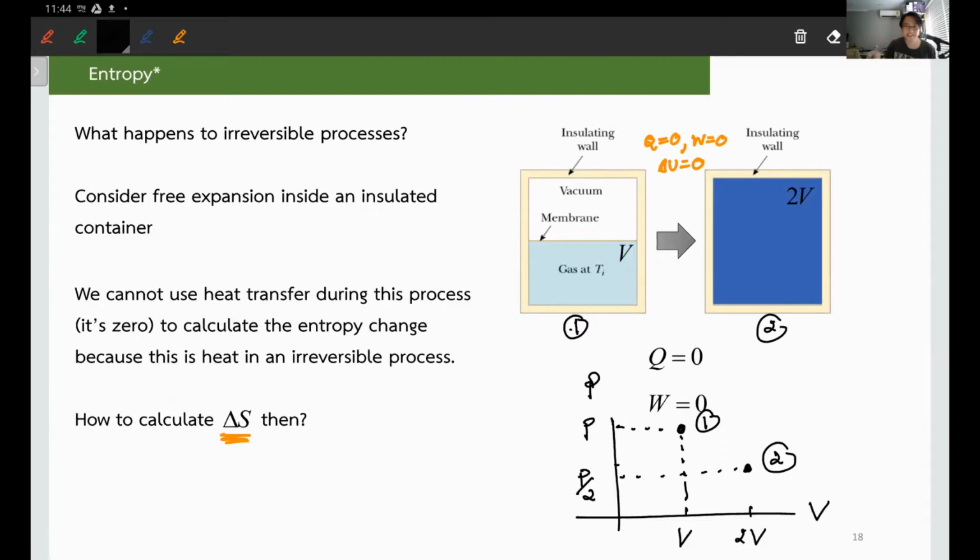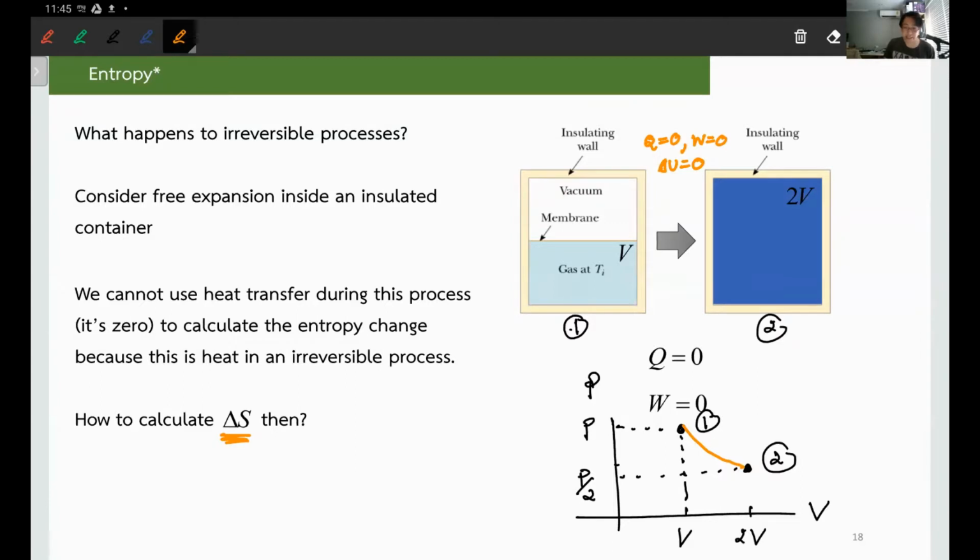What do you think? Isotherm, very good. So this means free expansion can be isotherm because the temperature does not change, right? So that means I can draw an isothermal line here. However, do you think it's really isothermal expansion like this?